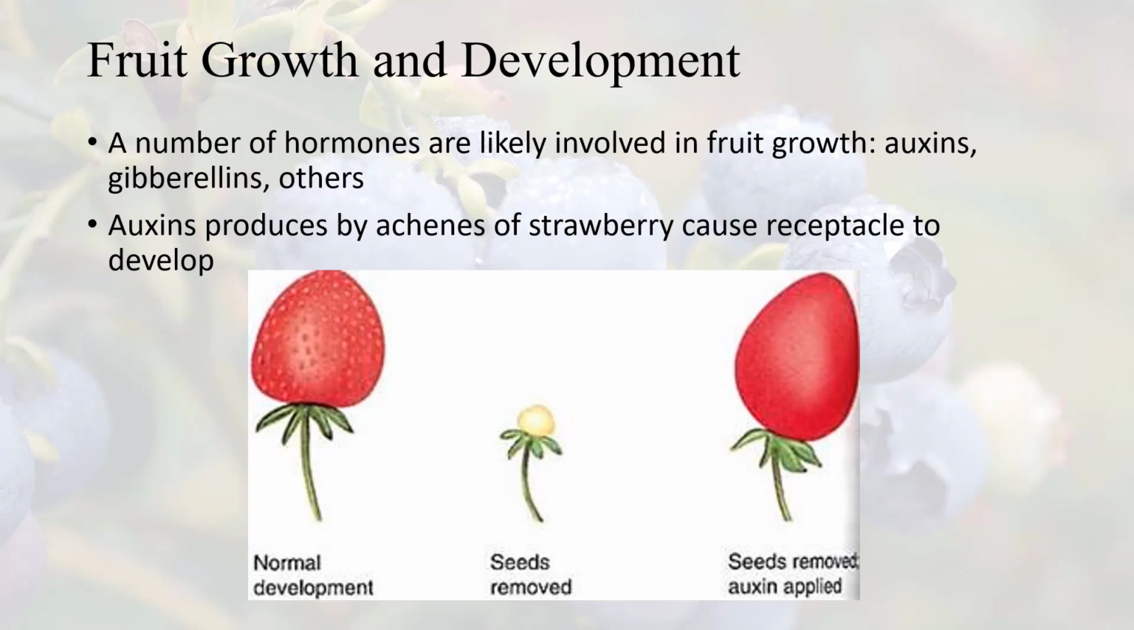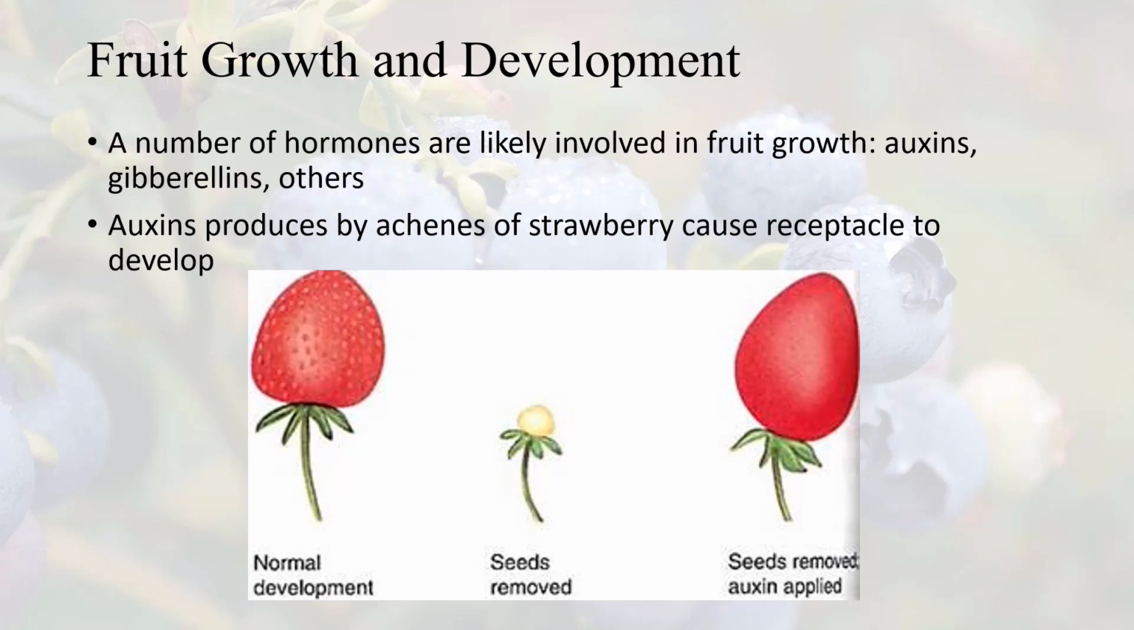Now, fruit growth and development is impacted by a number of plant hormones. And we haven't gone through these hormones yet, but we have touched on them in other lectures. So in terms of our fruit development, there are a number of hormones involved, including auxins, right? Make our cells divide and elongate our cells, gibberellins, and others.